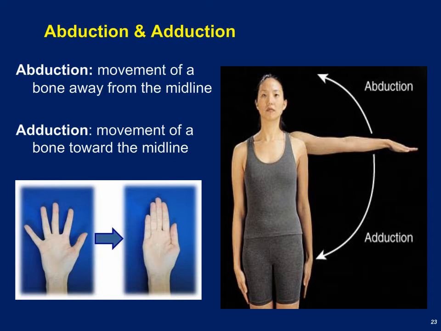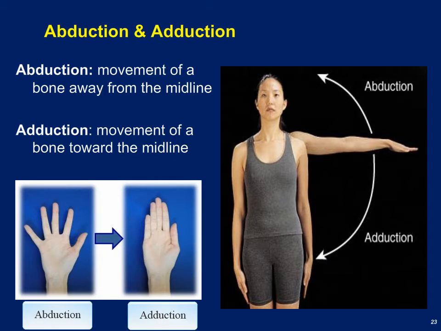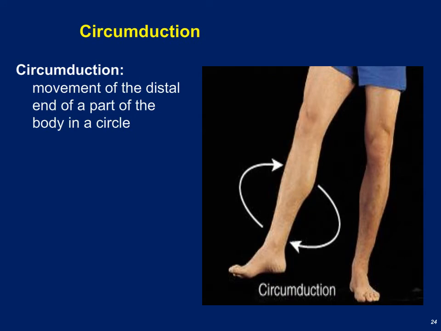In addition to being able to abduct and adduct the shoulder and hip, we can also abduct and adduct the fingers of the hand. So on the right hand side of the picture, you can see that the fingers are adducted, and on the left hand side of the picture, you can see the fingers are abducted. That is, they are moved away from the midline of the body. And then, of course, with our ball and socket joints, that is our hip joint and our shoulder joints, we can do something called circumduction.